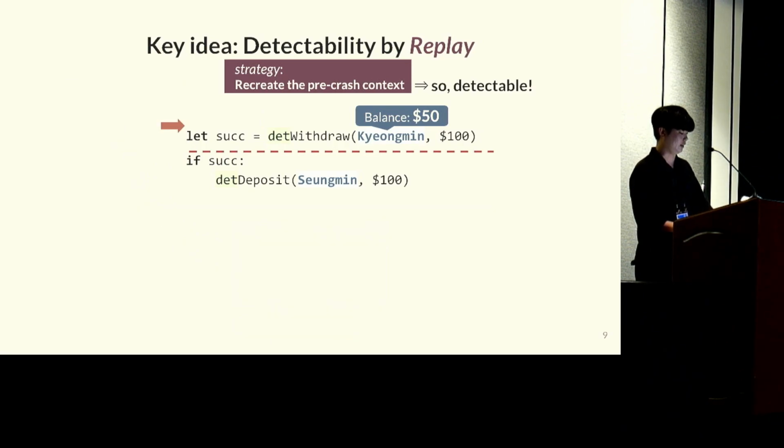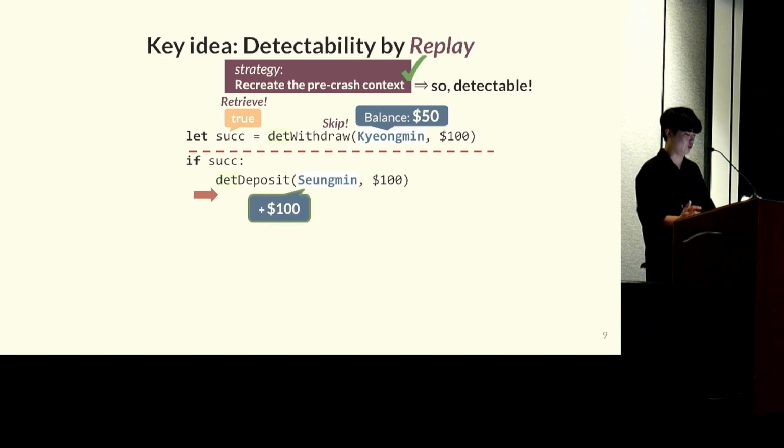Now, let's see Memento's recovery. We start with the detectable withdrawal function. Memento understands this is post-crash execution, so it skips the actual withdrawal and returns the pre-crash value true. Now, Memento has fully restored the pre-crash context. Following this, it simply continues the program to deposit $100 into Seungmin's account. In summary, Memento replays the program until the crash point and continues the program.